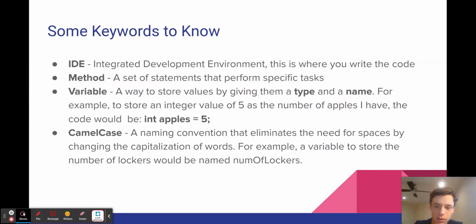Lastly, camel case. This is just a naming convention that eliminates the need for spaces by changing the capitalization of words. This is very helpful for when we have to define methods or variables that just can't be defined in one word. Like this example, saving the number of lockers as a variable will just be numOfLockers, with the first letter lowercase, and then every following word in the name would be uppercase.